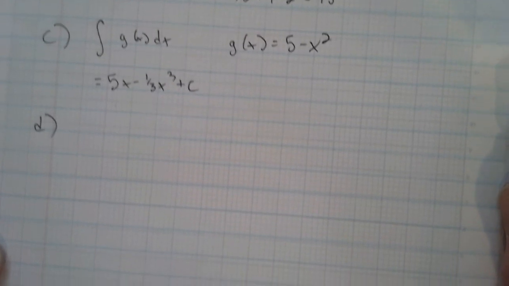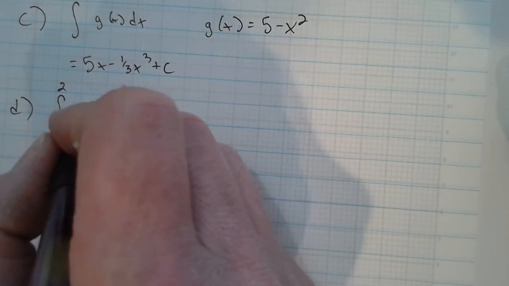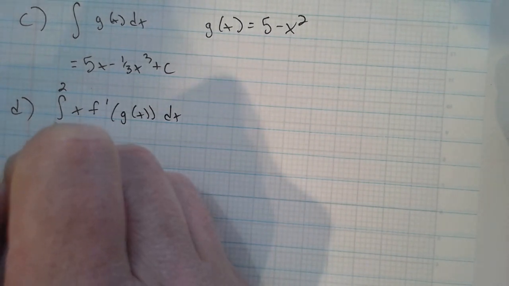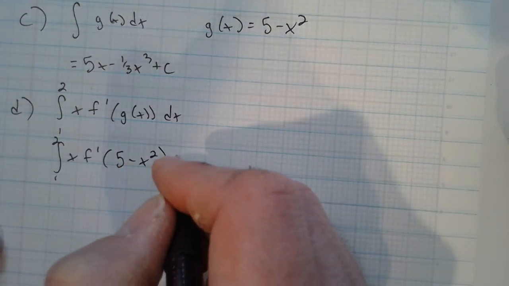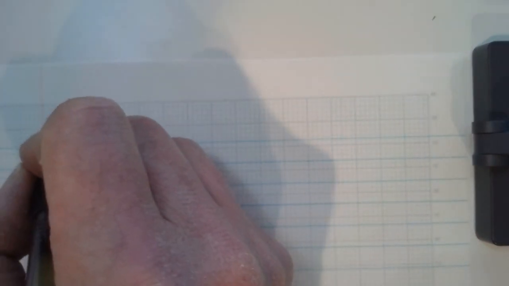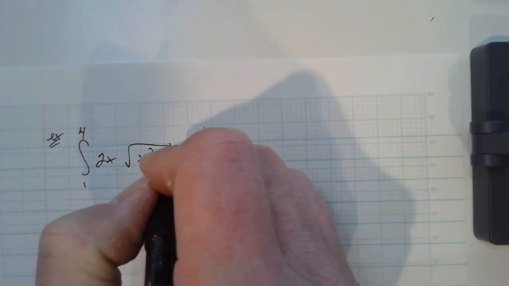the most confusing. We want to find the integral from 1 to 2 of x f prime of g of x dx. So it's the integral from 1 to 2 of x f prime of 5 minus x squared dx. Okay, so I'm going to do a subproblem on a different sheet of paper here. Let's say it's an example: from 1 to 4 of 2x square root of x squared plus 1 dx.